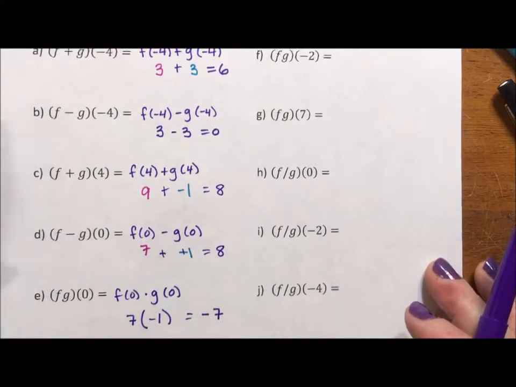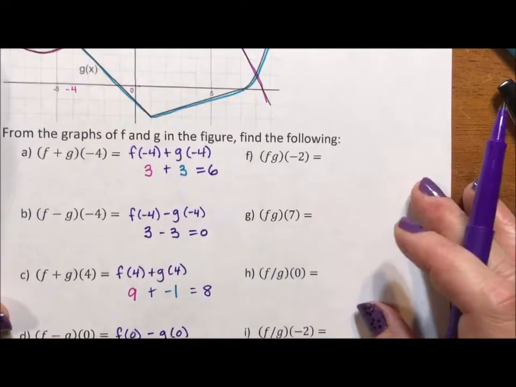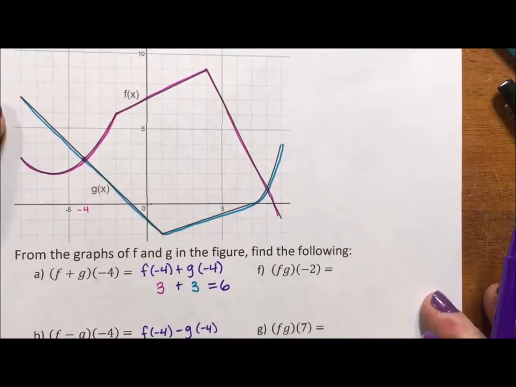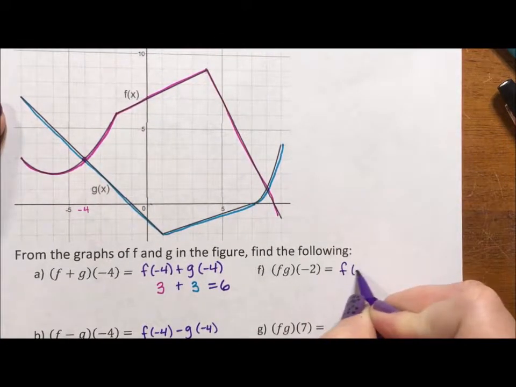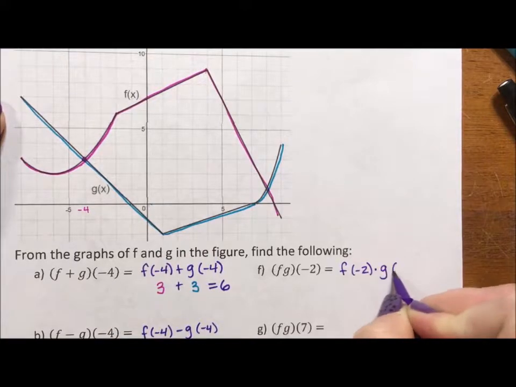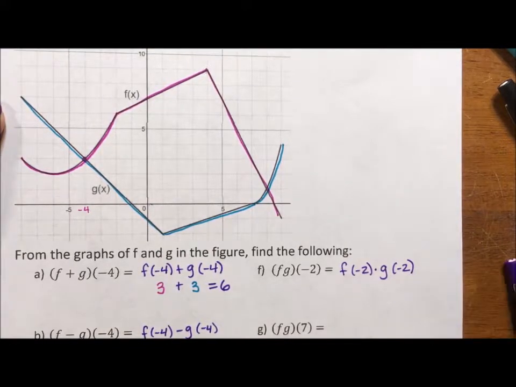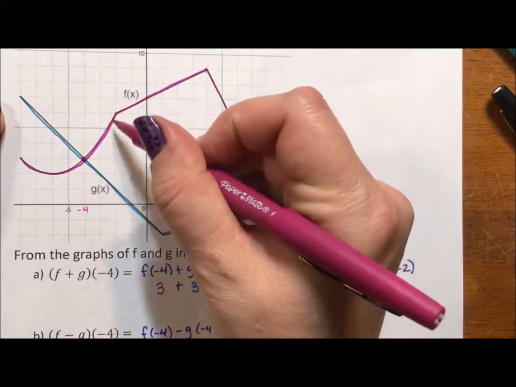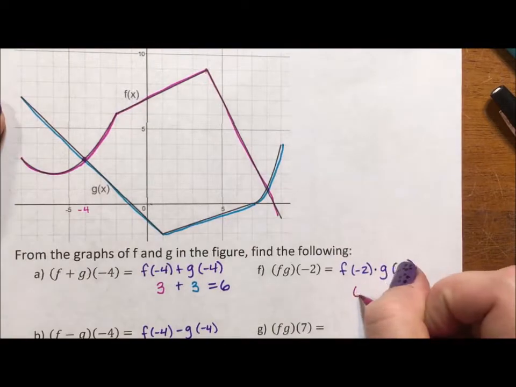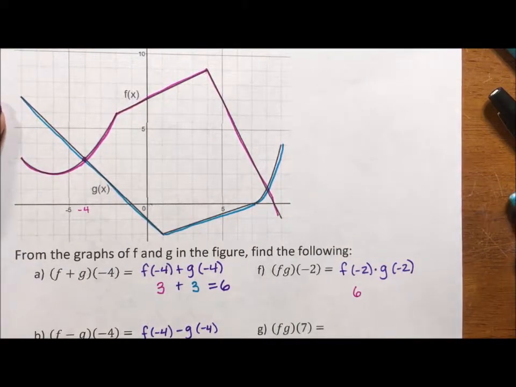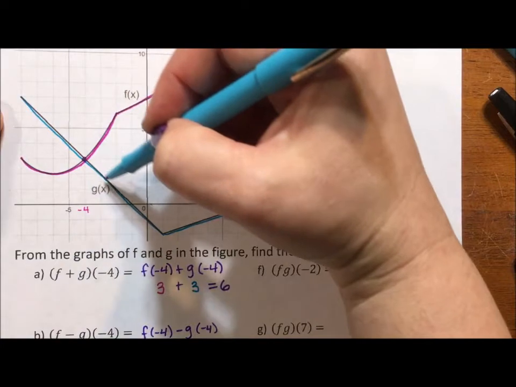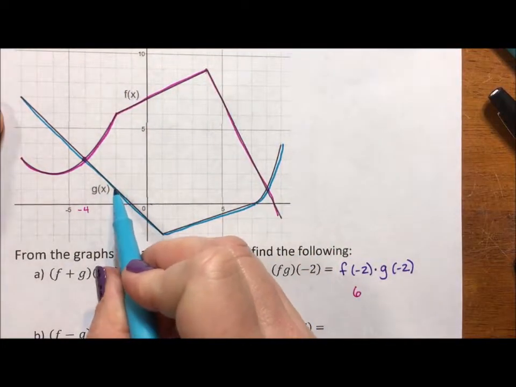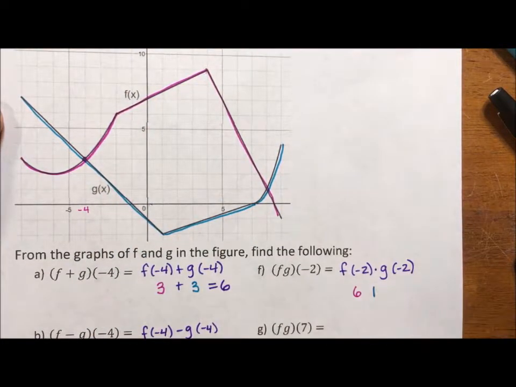Okay, so our next one is using negative 2. So we'll come back up to our original problem. We have f of negative 2 times g of negative 2. If we look at our f graph, the pink one, we come to x is negative 2, and we come all the way up to our graph and we look at our output, it's 6. If we look at our g of x graph and we go to negative 2 and we look at our output, that's at 1. So we want to do 6 times 1, which is equal to 6.